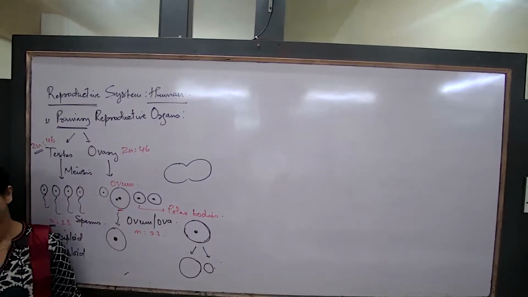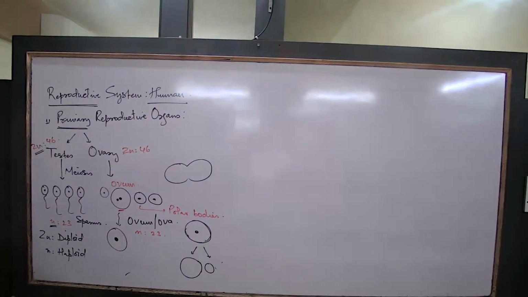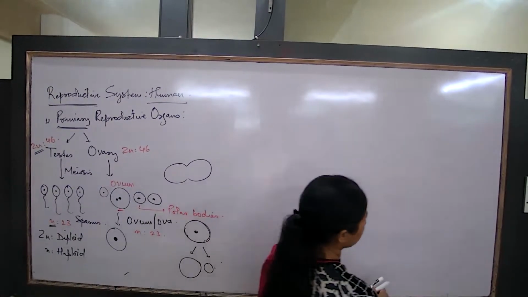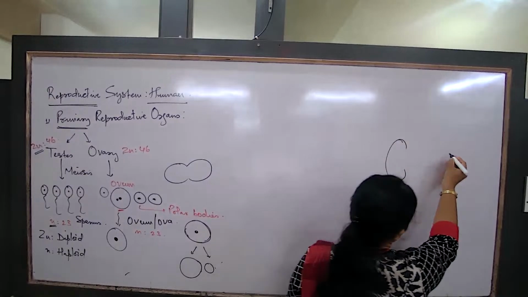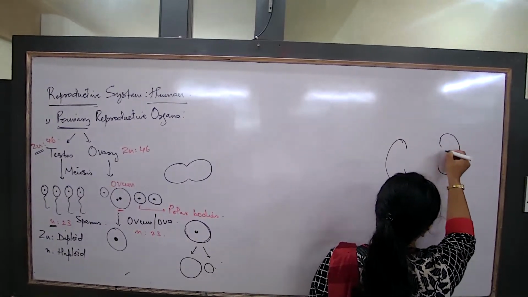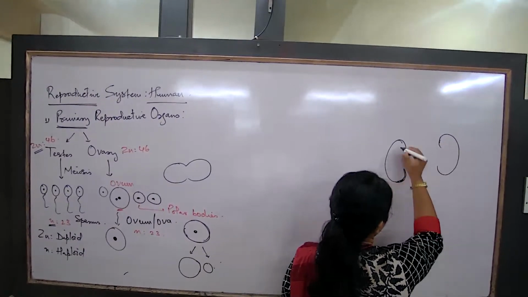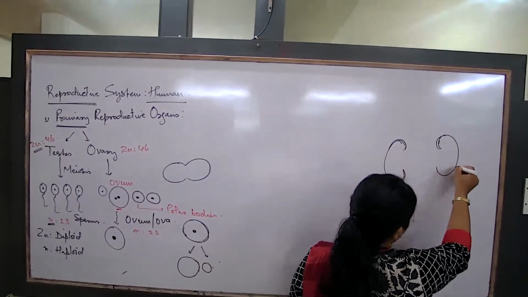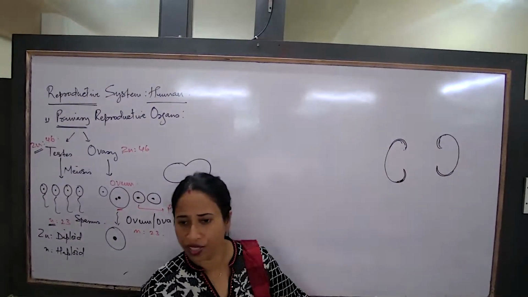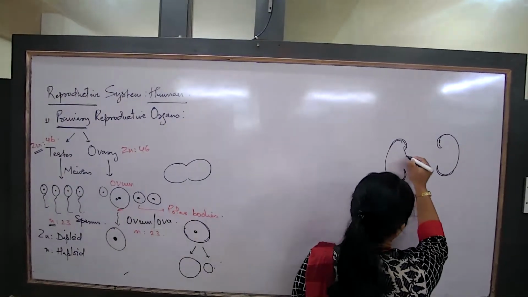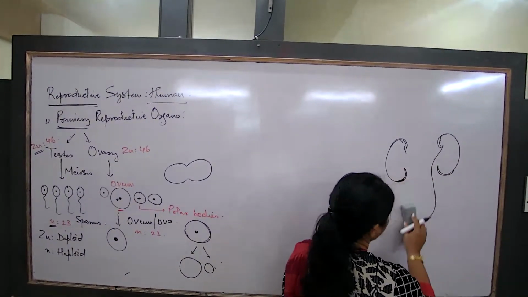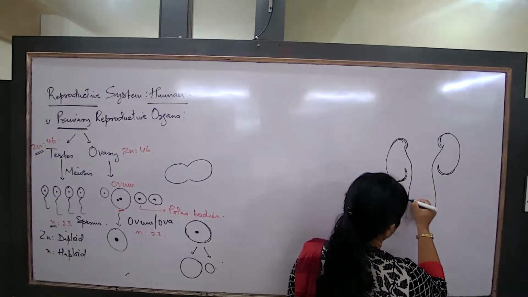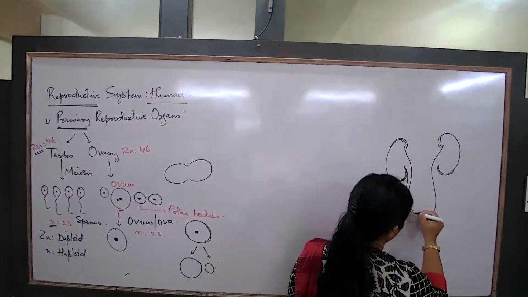First of all, we will write one answer here, right? One cell of testis produces 4 functional gametes, whereas one cell of ovary produces only one functional gamete by the process of meiosis.